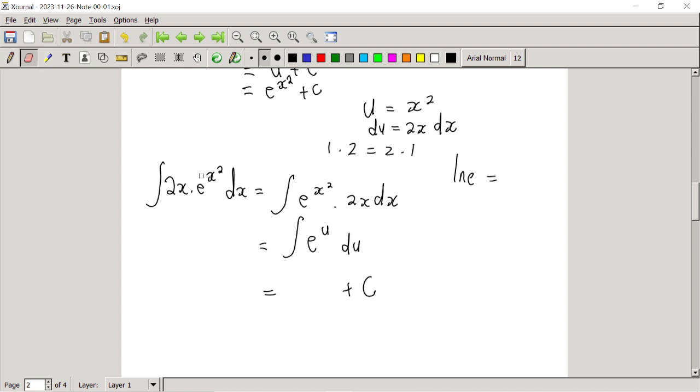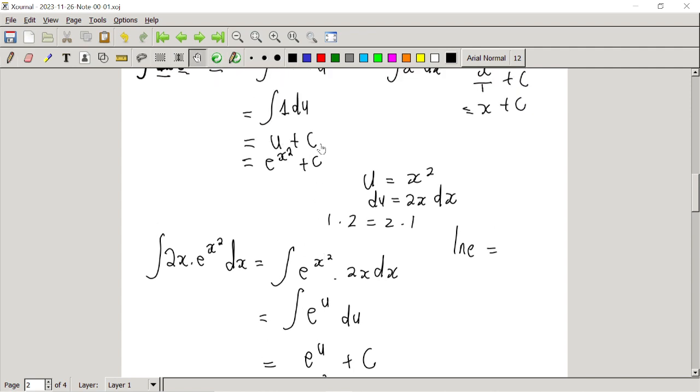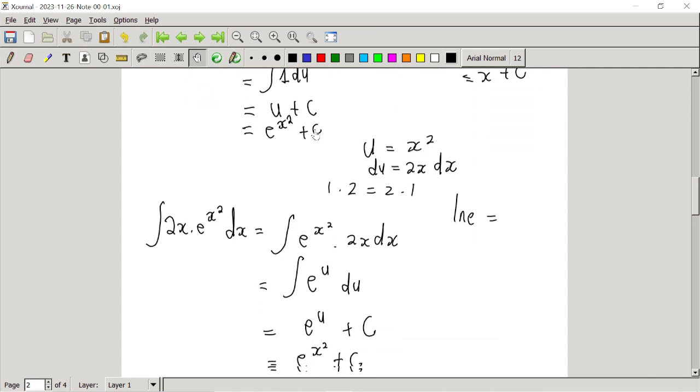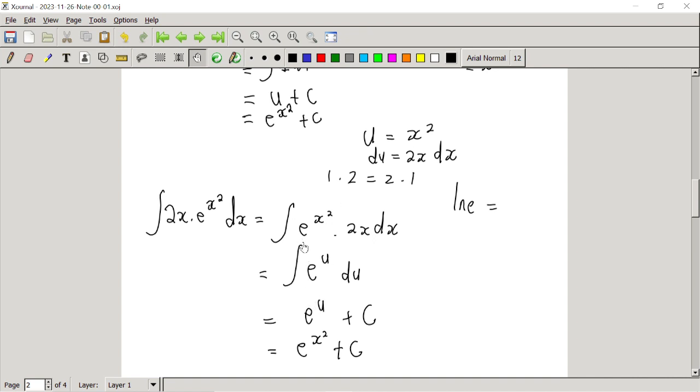So now it's e to the power of u. In the place of u, I write x squared, which gives e to the power of x squared plus c. So now let's compare it to our first solution and see if this is the same. You see this one and this one are the same, whether you're using the composite function or its component.